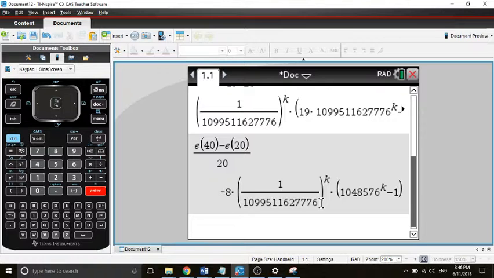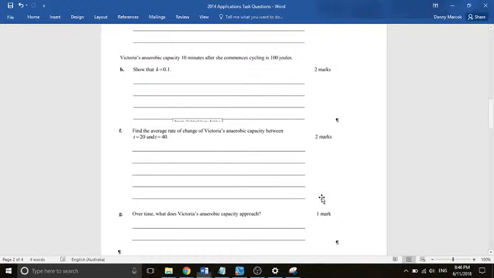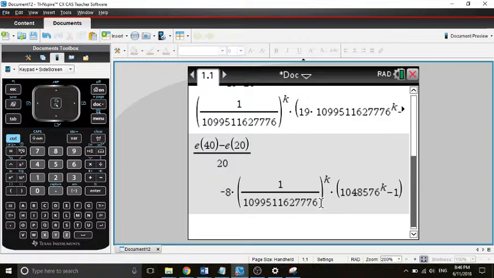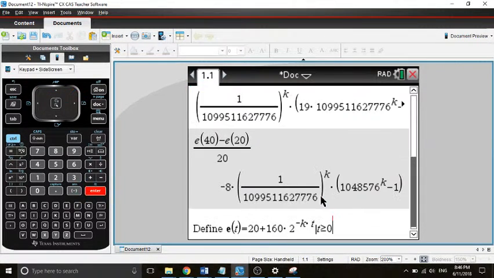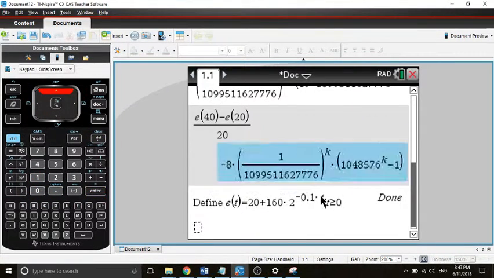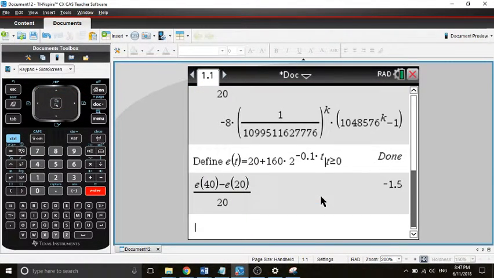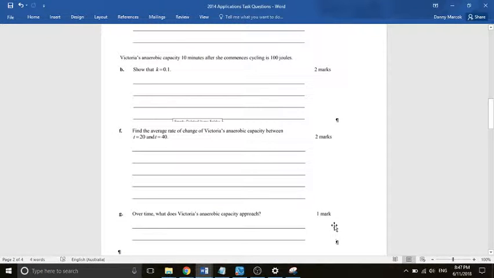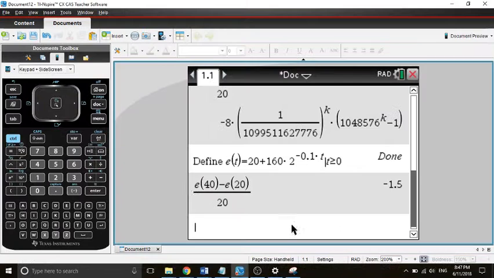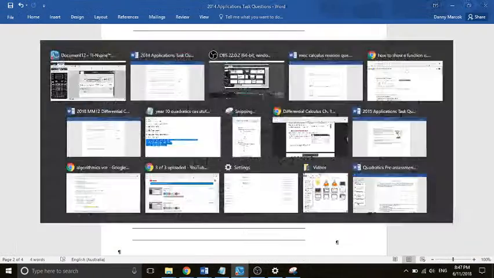That's no good. Oh no, we've got to change the value of k. K is 0.1, so let's define the function again. Set k to 0.1, and now we'll go through this again. It's negative 1.5, so that's the average rate of change. That's the type of thing you need, so you'd be writing this minus this over this to give you negative 1.5.